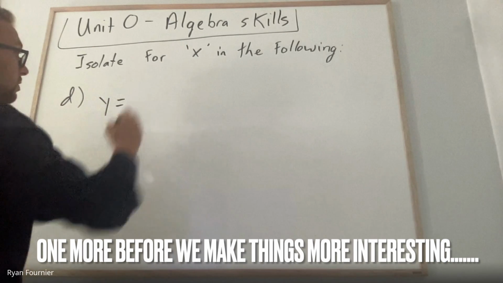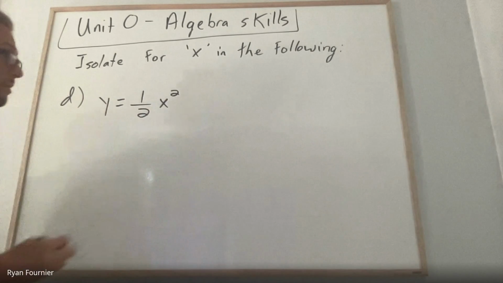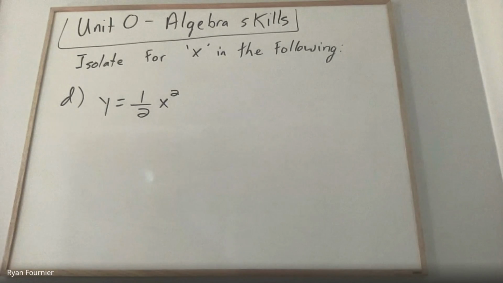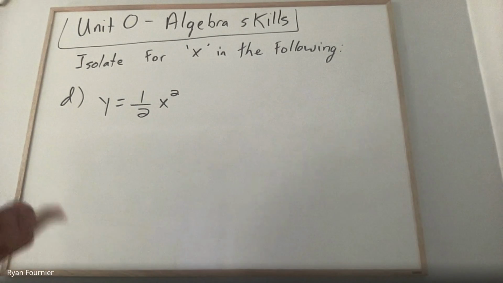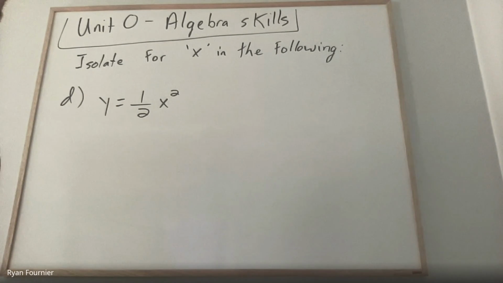Y is equal to half x squared, and I'm solving for x. Okay, so I'm going to do this one with you guys to show you one way of doing it, right? But if you do it another way, that's also okay.